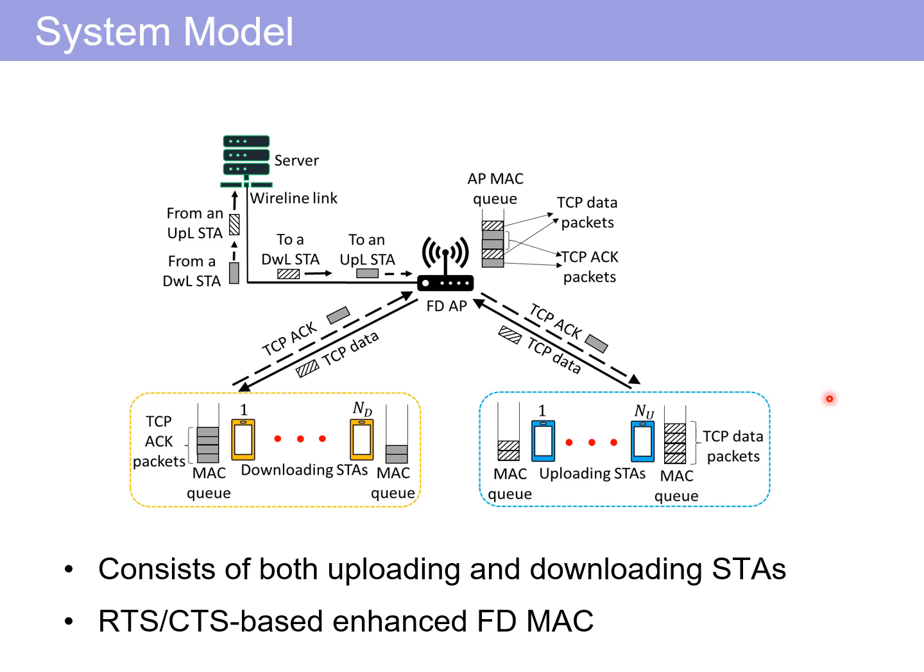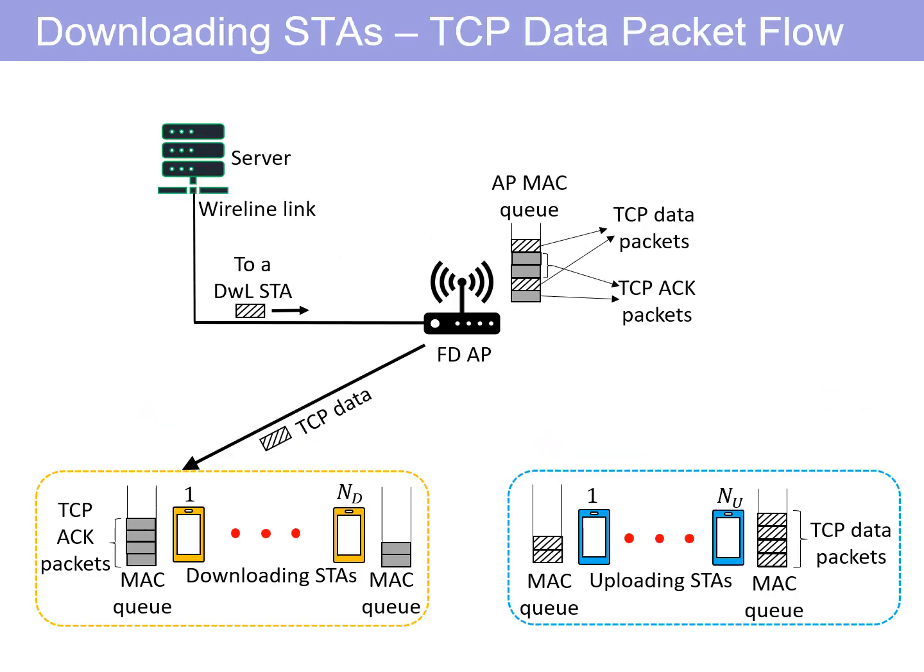Let's look at the TCP data packet flow for both the uploading and downloading stations. First, let's look at the downloading station. Each downloading station is downloading a large TCP file that is present in the server. The server breaks down this file into many data packets and sends it to the AP via the wireline link. The AP then sends these TCP data packets to the downloading stations via the Wi-Fi channel.